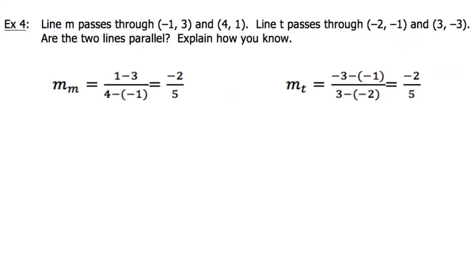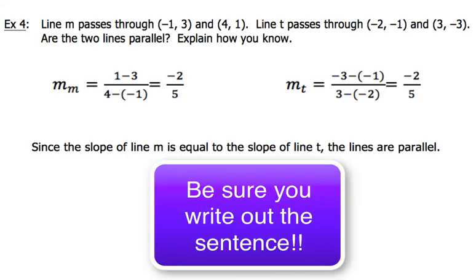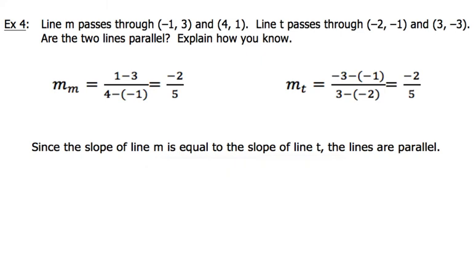So if the slopes are equal, then that means that the lines are going to be parallel. So what we have to do then is go ahead and write a statement about that. And the way that you write your statement would look just like this. Since the slope of line M is equal to the slope of line T, the lines are parallel. So that's it for section 3.4.